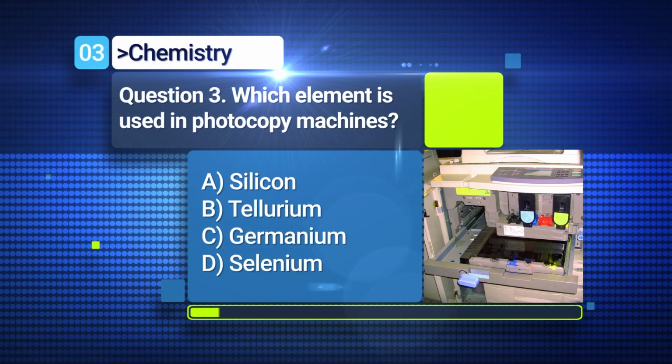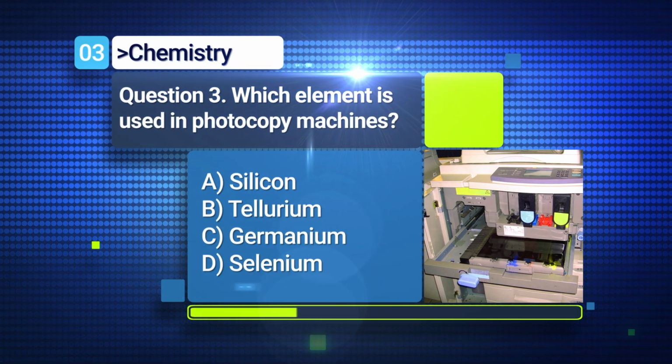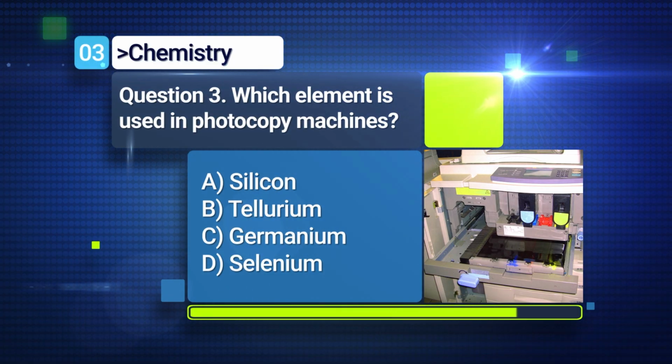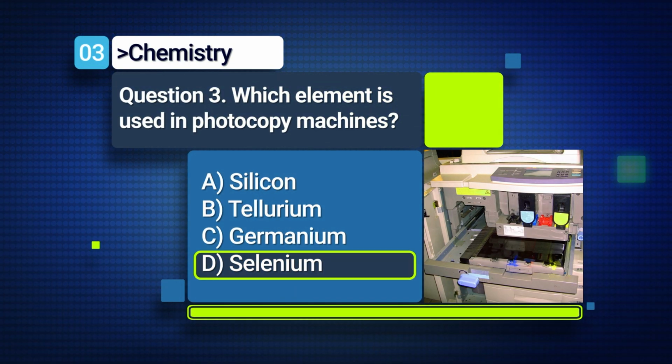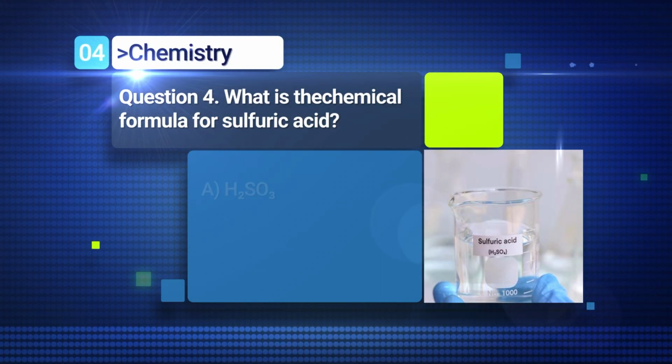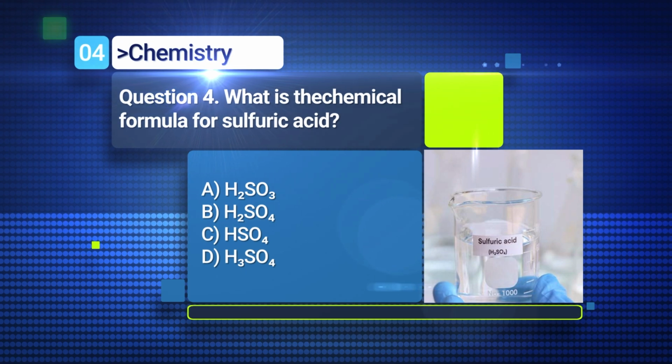Question 3. Which element is used in photocopy machines? A. Silicon. B. Tellurium. C. Germanium. D. Selenium. Answer: D. Selenium.